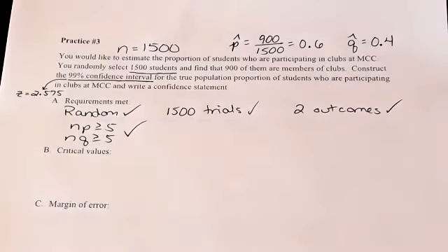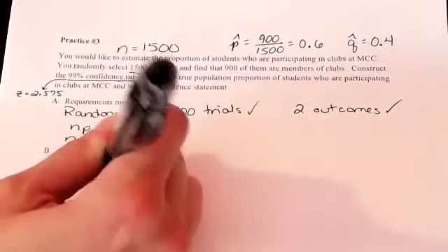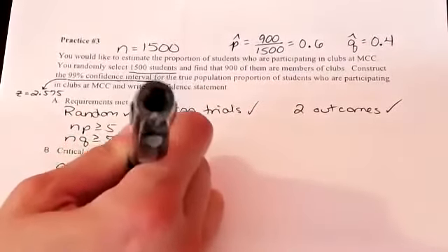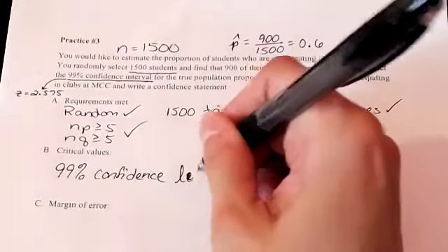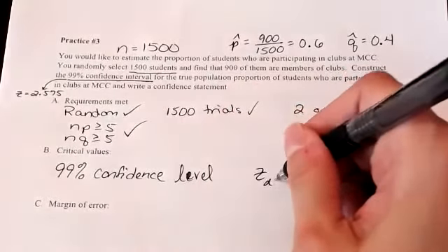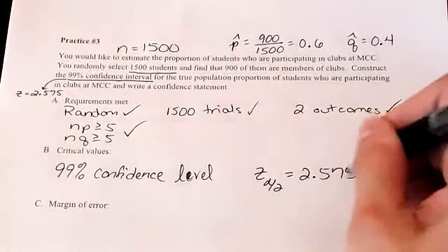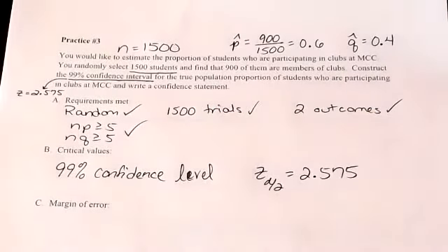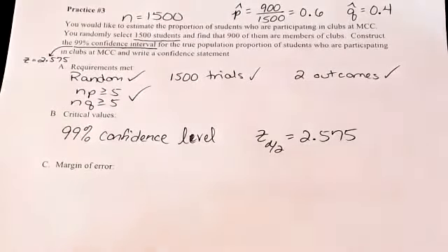Excellent. For your critical values, we're just going to rewrite some of the information we put at the top. We know that we are referring to a 99% confidence level, which means that z sub alpha over 2, your critical value, is 2.575. That's your z-score. We're now ready for our margin of error.